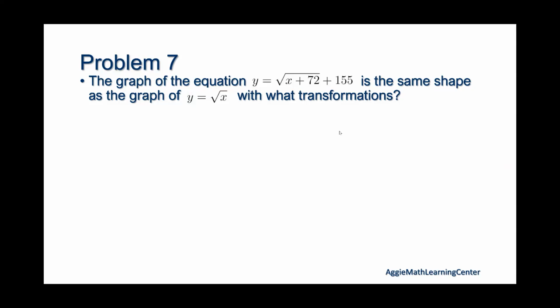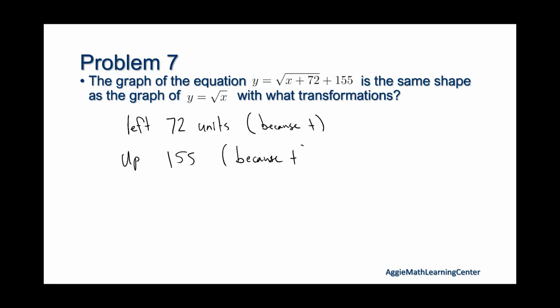Moved it to the left 72. Perfect. So we went left 72 units, which we see because it was positive inside of that parent function. And we went up 155, once again, because it was positive. Okay, good.